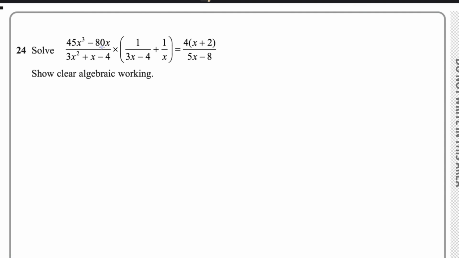First of all, we can take common from these two. What is that common? 5 and x are common from the numerator. So it will be 5x(9x² − 16) divided by, and you can make the pairs for 3x² + x − 4. Here is the working; you can show this working here.